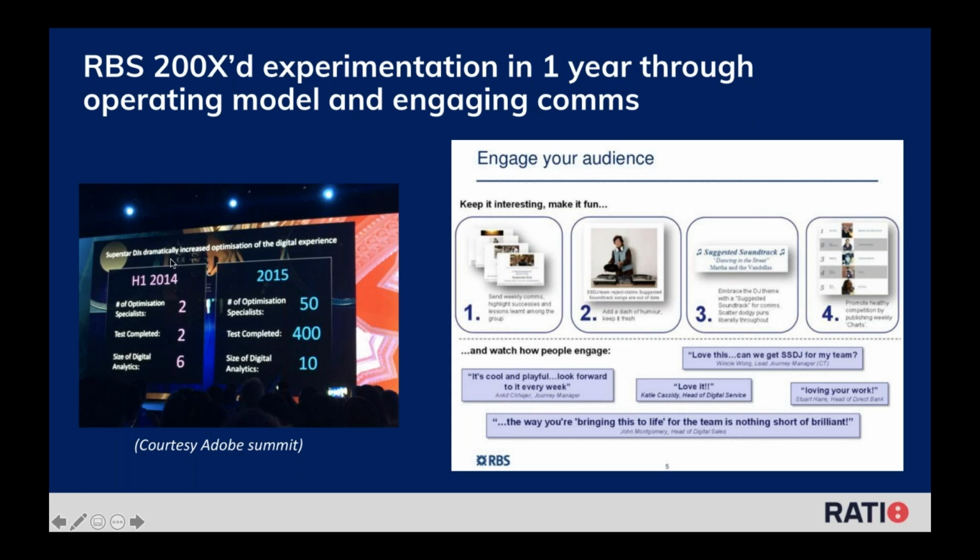So just in terms of the success that they've seen from running this program, in the first half of 2014, they only had 2 optimization specialists within the bank, and they'd only managed to complete 2 tests. By 2015, so let's say at most a year and a half later, they had 50 optimization specialists, and they'd completed 400 tests. So they had more than 200x the velocity of their experimentation program.